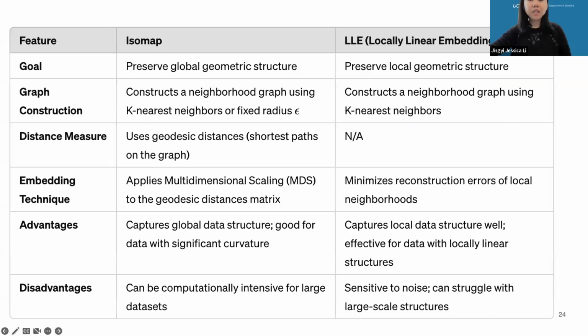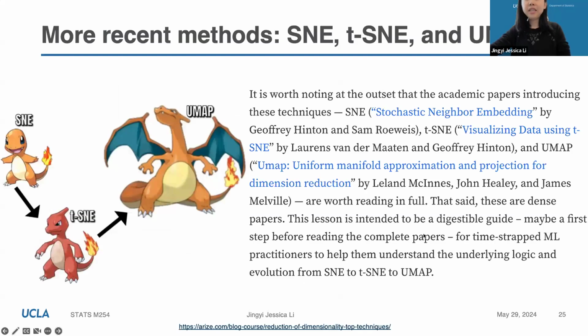Okay, so they have some relative advantages and disadvantages, but both of them rely on K nearest neighbor in the high dimensional space. That's the same thing. But one focuses more on the global structure, one focuses more on the local data structure.